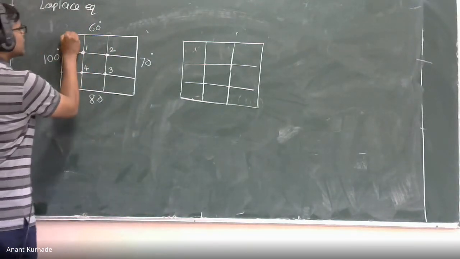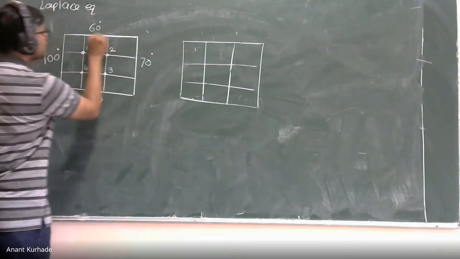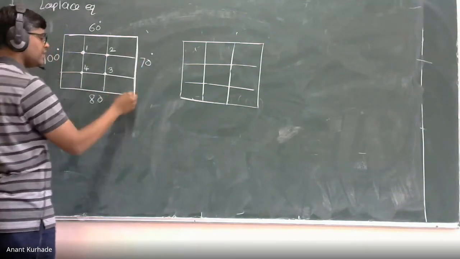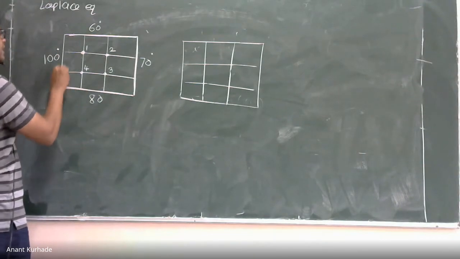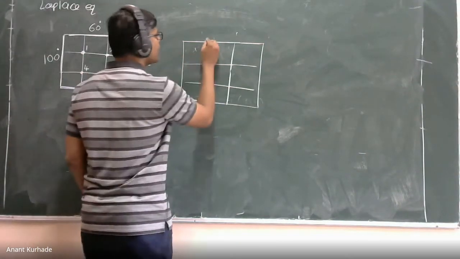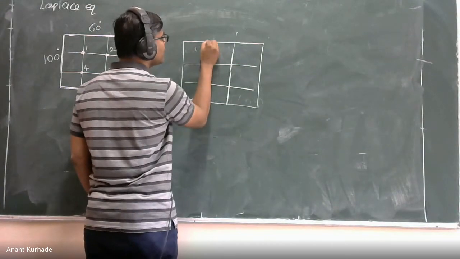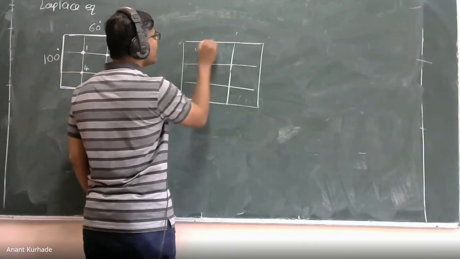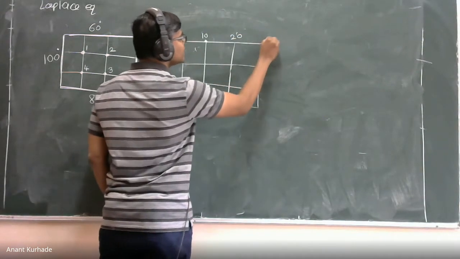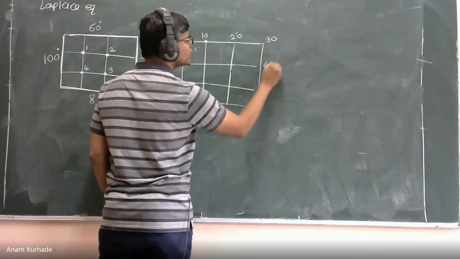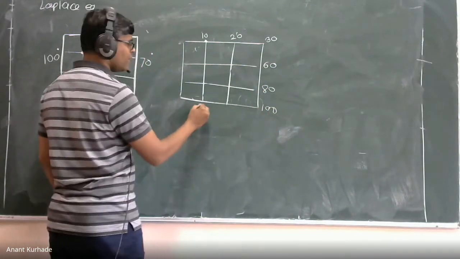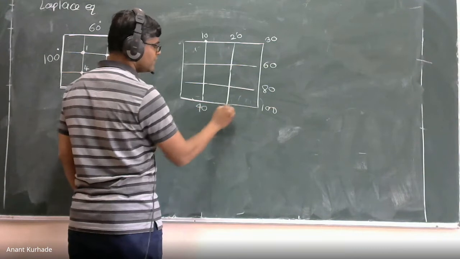Throughout this surface, the temperature is 60. Throughout this surface, the temperature is 70. At this surface, the temperature is 80. At this surface, the temperature is 100. So instead of giving this, we have provided the temperature here. So this is 10, this is 20, this is 30, this is 30. You can have here 60, 80, 100, 110, this is 40, this is 60.